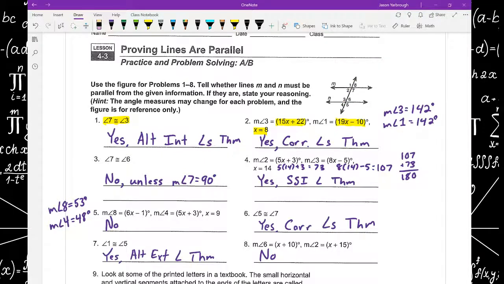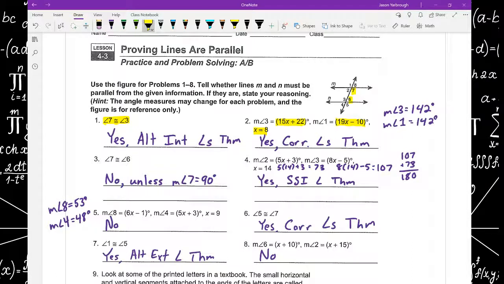On number 3, we're looking at angles 7 and 6. Angles 7 and 6 are both on the inside, but they're on the same side of the transversal, so that would mean they are same side interior angles. In order for same side interior angles to prove lines parallel, they have to be supplementary. They're the only one of these 4 that we've talked about that have to be supplementary. So what we have to do is see if those would be supplementary.